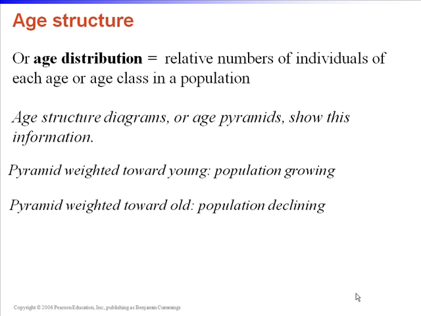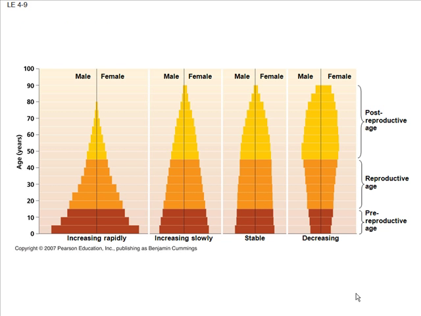If the pyramid is weighted toward young, there's more young than older, the population is still growing. If the pyramid is weighted toward the older side, the older age classes, then the population is declining. Here's some examples. On the far left, your left, that population is increasing rapidly.